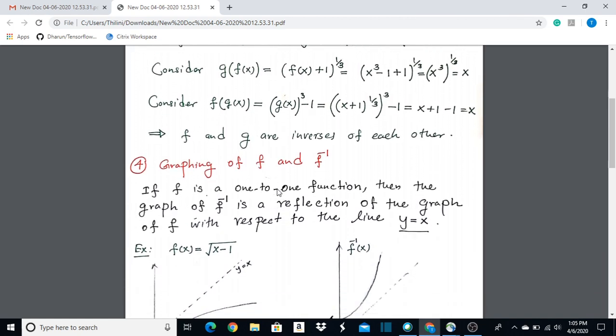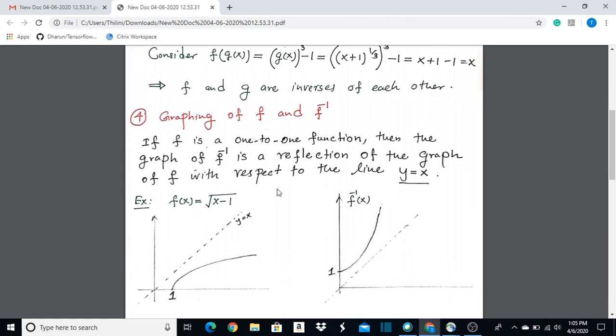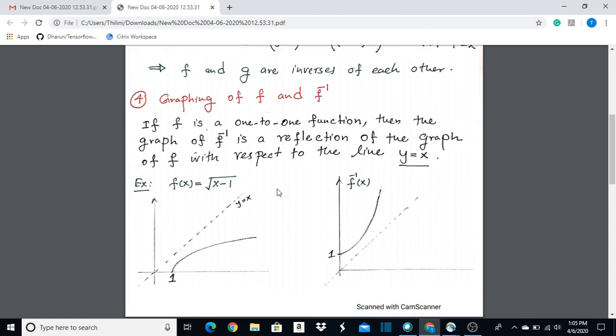So now let's move to the graphing of functions and their inverses. The key here is, let's say we have a function f which is one-to-one, so it is invertible, or in other words we can find an inverse function for f. The inverse function of f is written f to the power minus 1, f inverse, and the graph of this function is the reflection of the graph of f with respect to the line y equals x. Let's look at how we can do that.